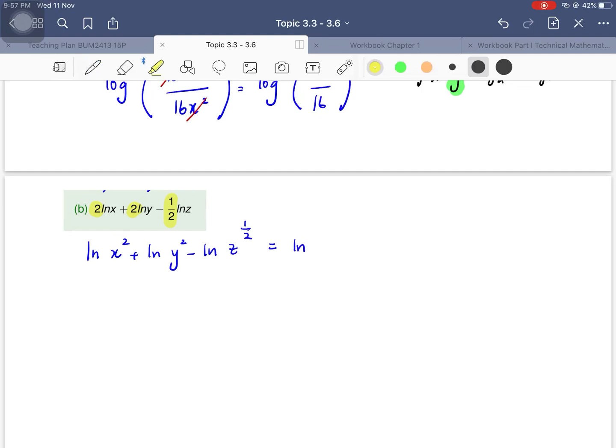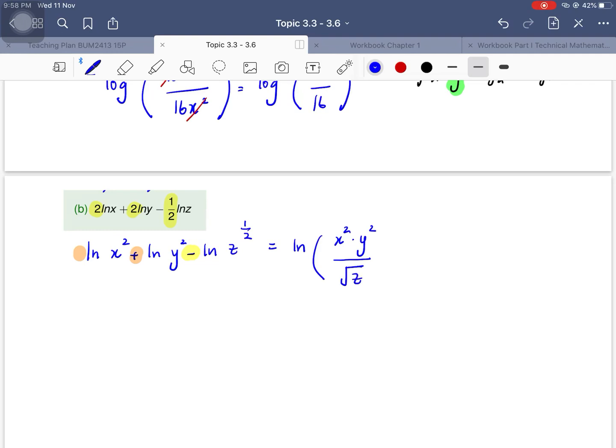So remember, whatever is positive, which is referring to this 2, is going to go on top, and the negative is going to become division and become the fraction, the denominator of the fraction. So here I'm going to first collect all the positives. I'm going to have x squared multiplied by y squared, so plus becomes product. And at the bottom, I'm going to have z to the power of 1 over 2.